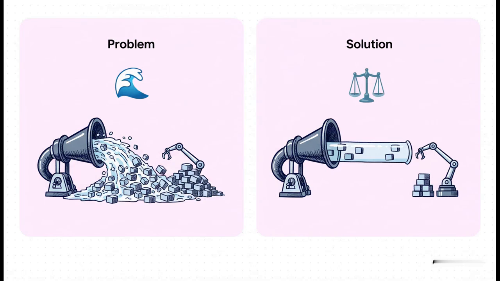Next up, the producer-consumer pattern. Imagine one part of your system, the producer, is just churning out work way faster than another part, the consumer, can actually handle it. This mismatch is a classic recipe for disaster. It causes backlogs, memory issues, and crashes. The solution is to put a buffer right in between them.